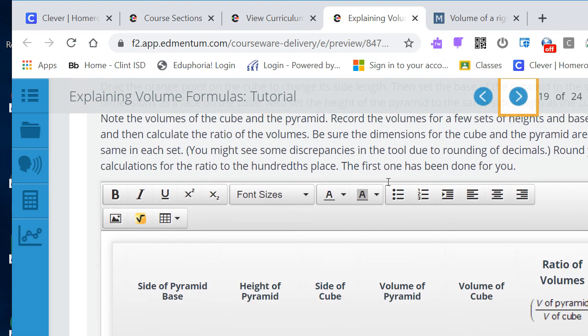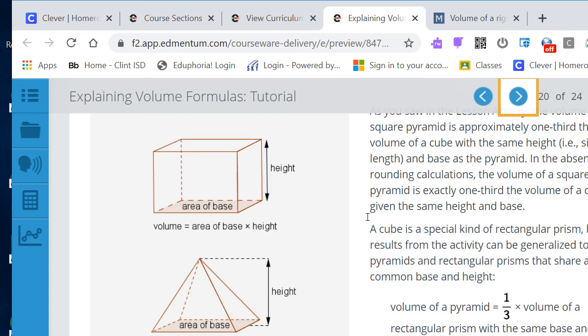It's going to ask us for the ratio. Notice how we have a ratio here, so no surprise, we can already guess what it's going to be. The volume of a pyramid will be 1/3 the volume of a cube. That takes us to our next formula.